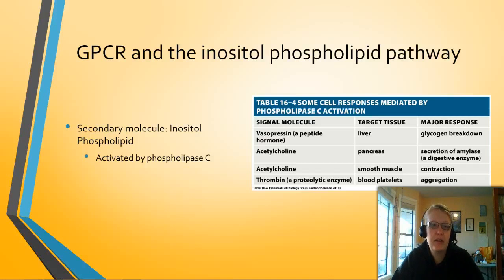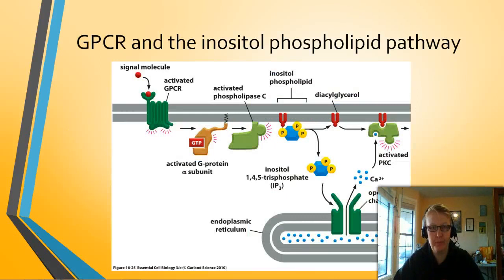So let's talk about another secondary molecule. This is the inositol phospholipid pathway. And the secondary molecule is inositol phospholipid. It's activated by phospholipase C. And we're going to go through an example of this one here in just a second. But notice here, this one also has a variety of responses possible within the cell. So let's look at an example of this.